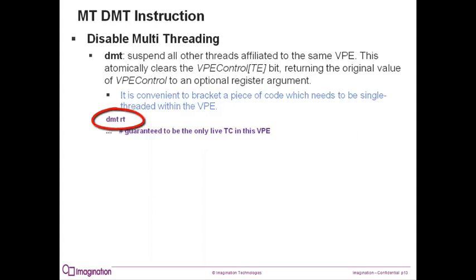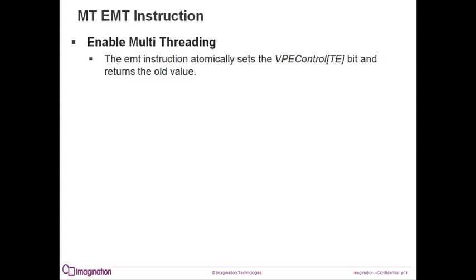The DMT instruction takes one register as output. This register will be written with the value of the VPE control register before the DMT took effect. When you want to enable the VPE to its previous state, you can use the EMT instruction to enable multi-threading, but if you are concerned with nested calls, it is more robust to replace the whole original value of the VPE control register. The EMT instruction will enable multi-threading for the VPE you are executing on.